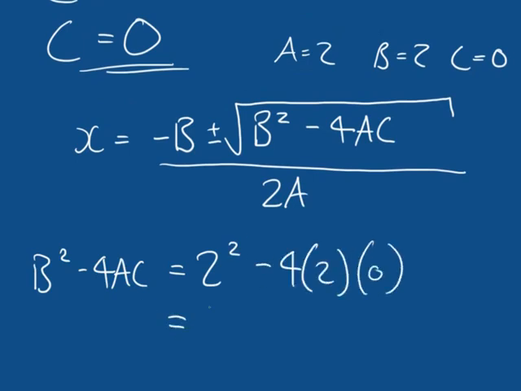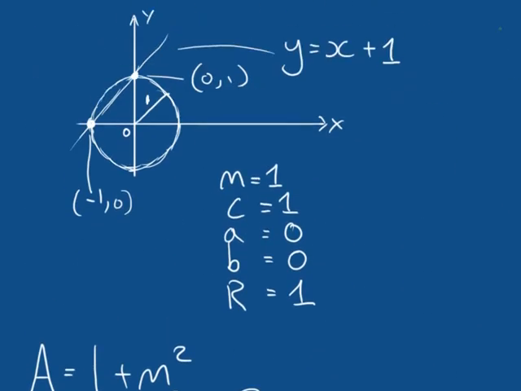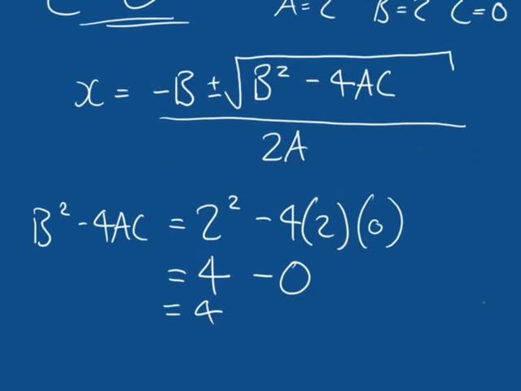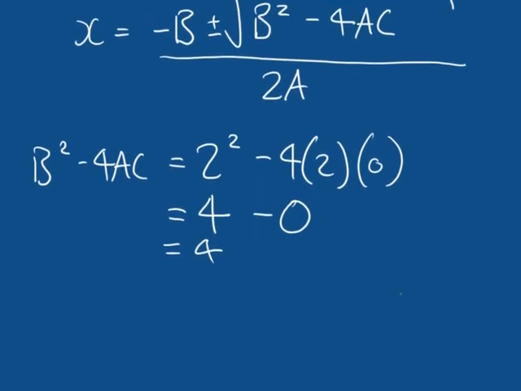That means that's going to be equal to 4 minus 4 times 2 times 0, which is 0. So this b squared minus 4ac is equal to 4. That's positive. That tells us there are 2 points of intersection, which is a good sign that we're on the right track, because we know there are 2 points of intersection when we designed this problem. Let's solve the rest of this equation.